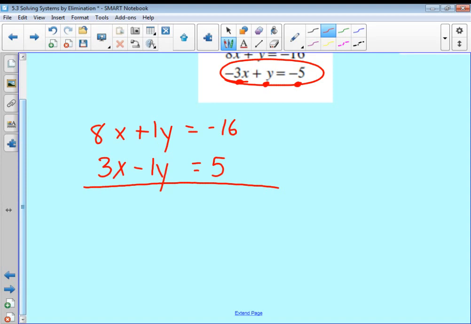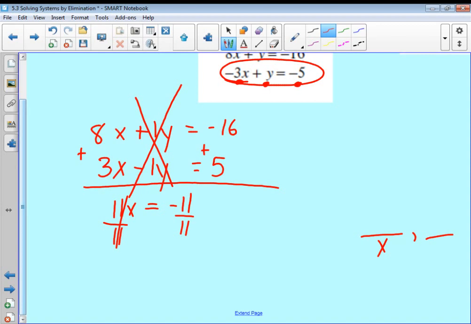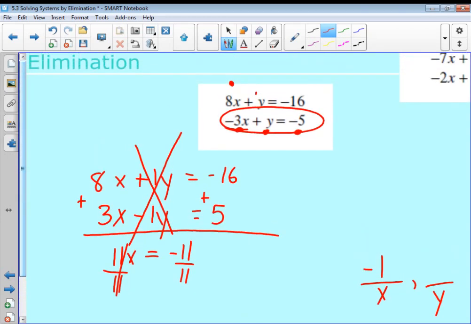All right, so here's my elimination. Those are the same but opposites. So 8 plus 3 gives me 11x equals -16 plus a positive 5 gives me -11. Divide by 11, divide by 11. I just found out in my XY combo that x equals -1. Okay, so it doesn't matter when I go to do the next part which equation I pick. Doesn't matter. I'll just pick the top equation right here. I'm going to use this one.